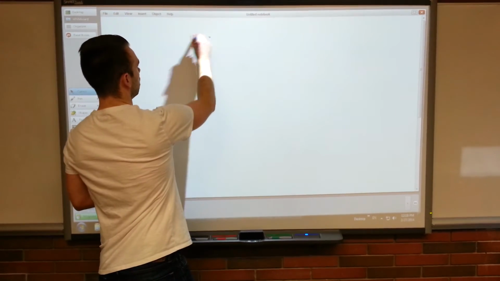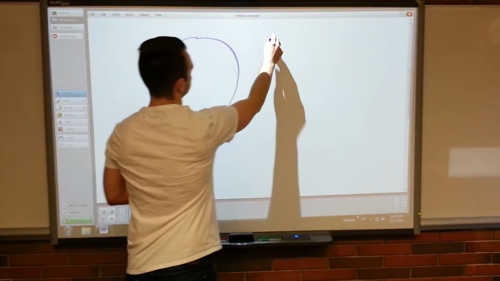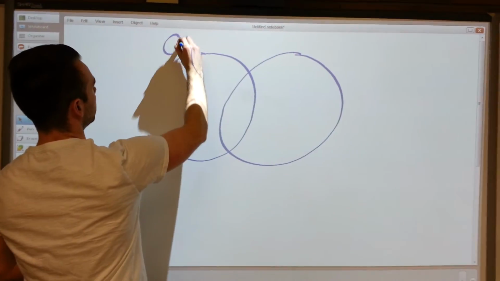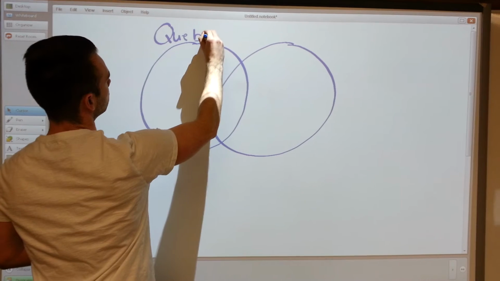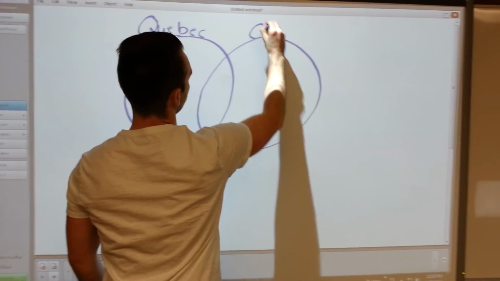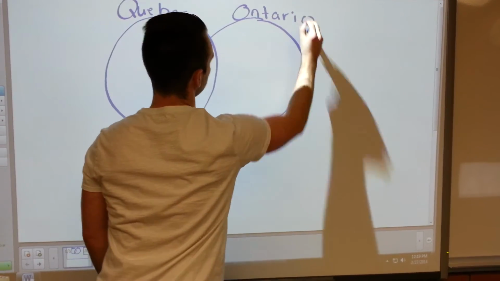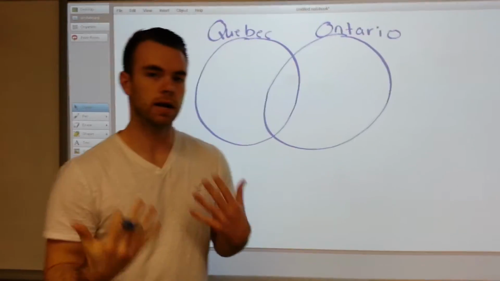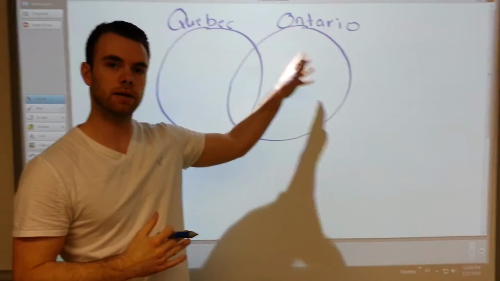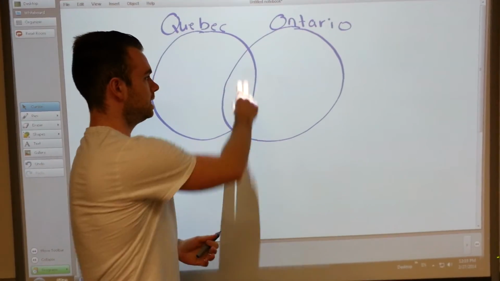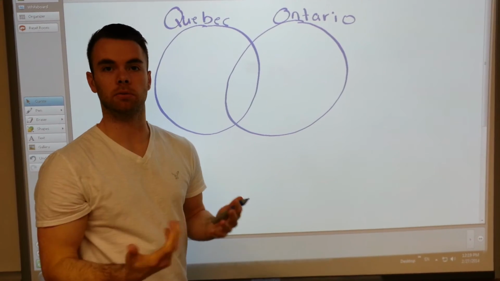I could, on my whiteboard, draw my 2 large circles, entitle one Quebec and the other Ontario, and then have my students write in there what were reasons that Ontario wanted to join and what were reasons that Quebec wanted to join. In the interim here is where you place the similar information.